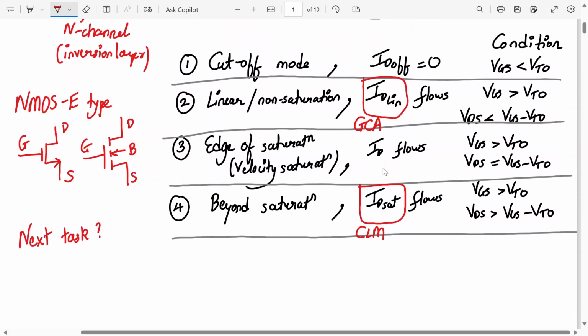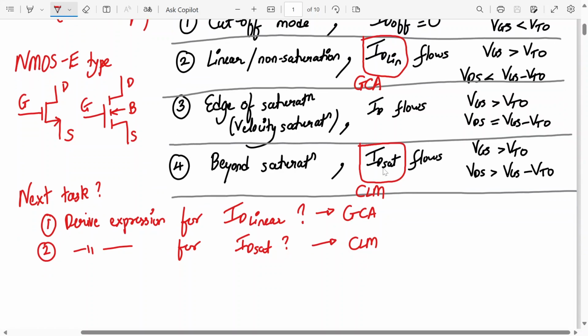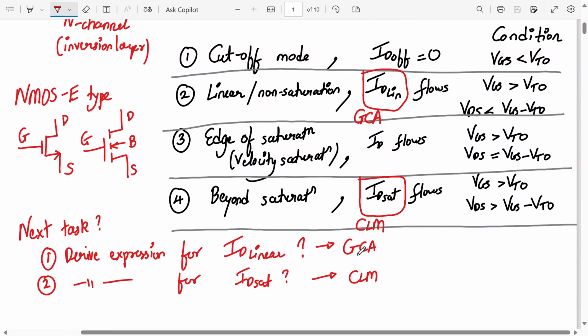So the next task for today is, task number 1, derive the expression for ID linear, the current equation for the MOSFET in the linear region. The second task is to derive the expression for ID sat. Now ID linear will use GCA and ID sat will use CLM. GCA stands for gradual channel approximation. It's a derivation, so it is inclusive in the syllabus and it will come in the exam. And ID sat we will derive under the assumption of channel length modulation. So explanation-wise the working is completed. Now we will go to the mechanical steps and derive the expression for GCA and CLM.